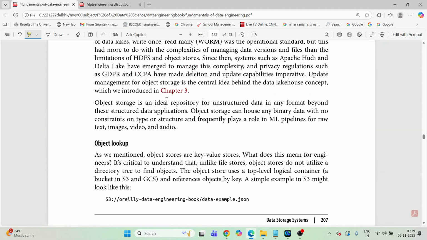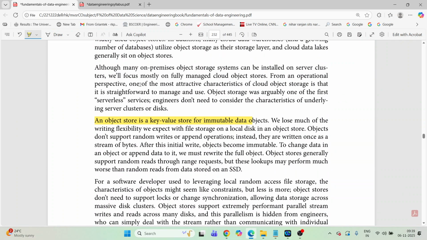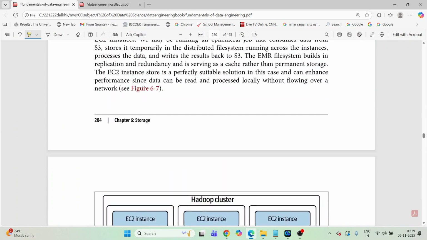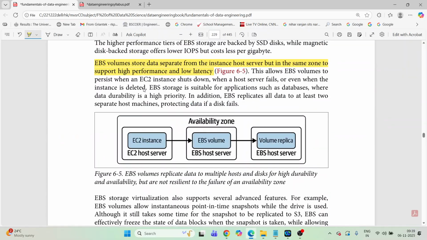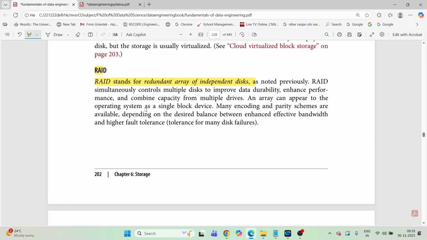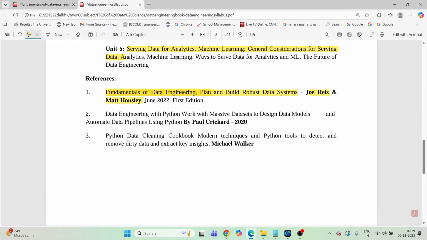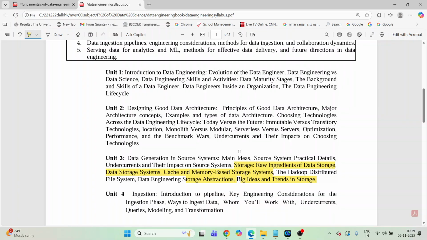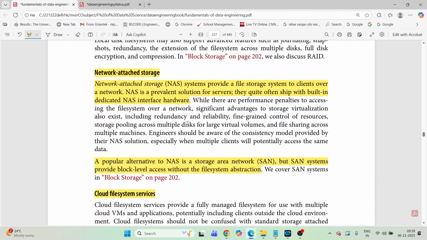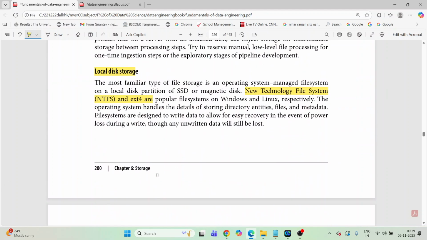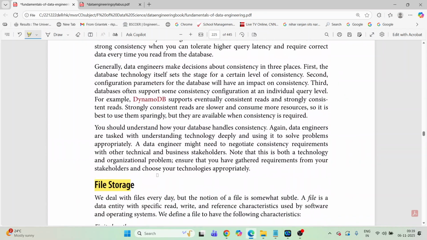This is our prescribed textbook actually, and from this prescribed textbook we are going to discuss the topics which I'll repeat again. What topics are we going to focus on today? Raw ingredients of data storage systems, cache and memory based storage, storage abstractions, big ideas and trends in storage, and that too in a precise, compressed, shorter version manner.